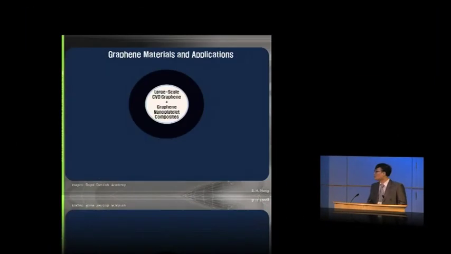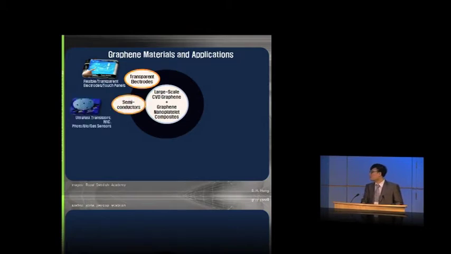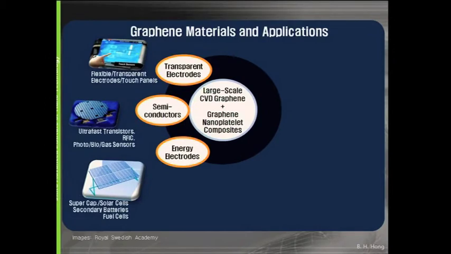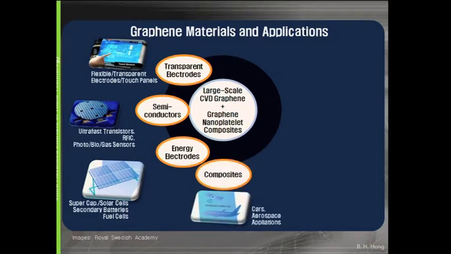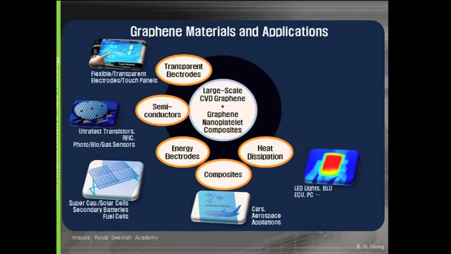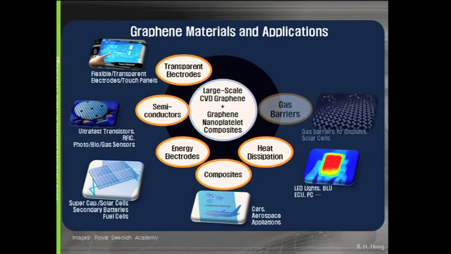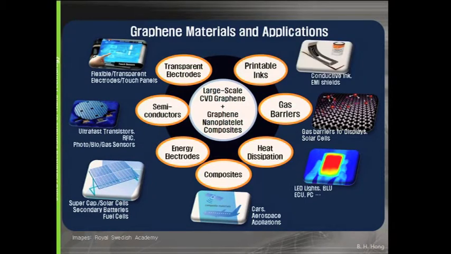Why are these big companies interested in graphene? Because graphene has a lot of excellent properties that can be used for transparent electrodes and semiconductor applications like ultra-fast transistors, RFIC, and photo gas sensors, and energy electrodes for supercapacitors, secondary batteries or fuel cells, and composite materials for cars and aerospace applications. Graphene can also be used as heat dissipation material, useful for LED lights and backlight units of displays. It's also very useful as gas barriers and printable inks.